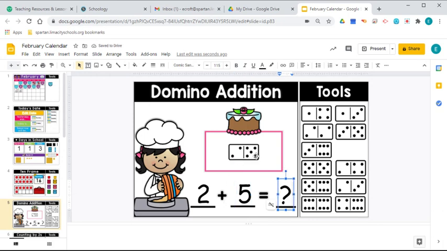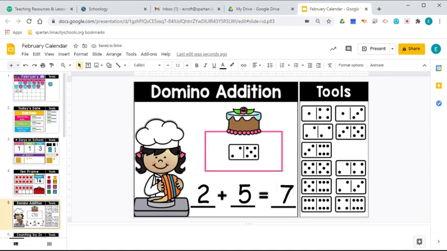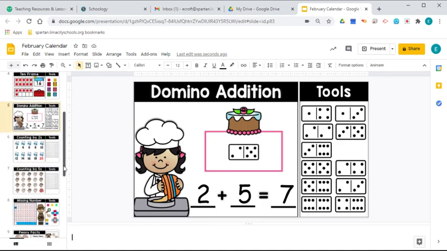So how many do we have all together? We're adding 2 and 5 together. So we've got 1, 2, 3, 4, 5, 6, 7. So go ahead and read this equation with me. 2 plus 5 equals 7. There's your plus sign, and there's your equals sign.